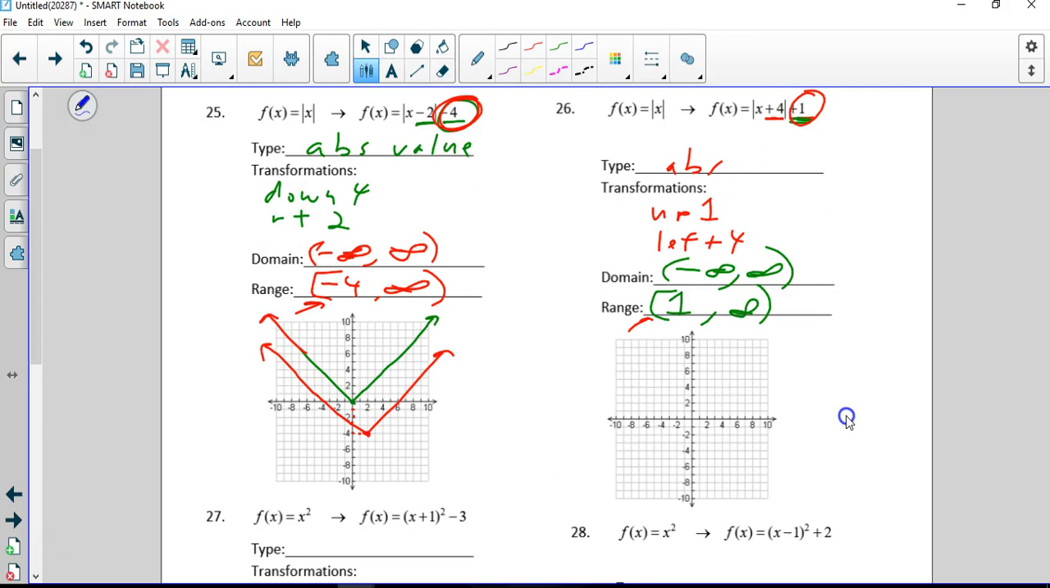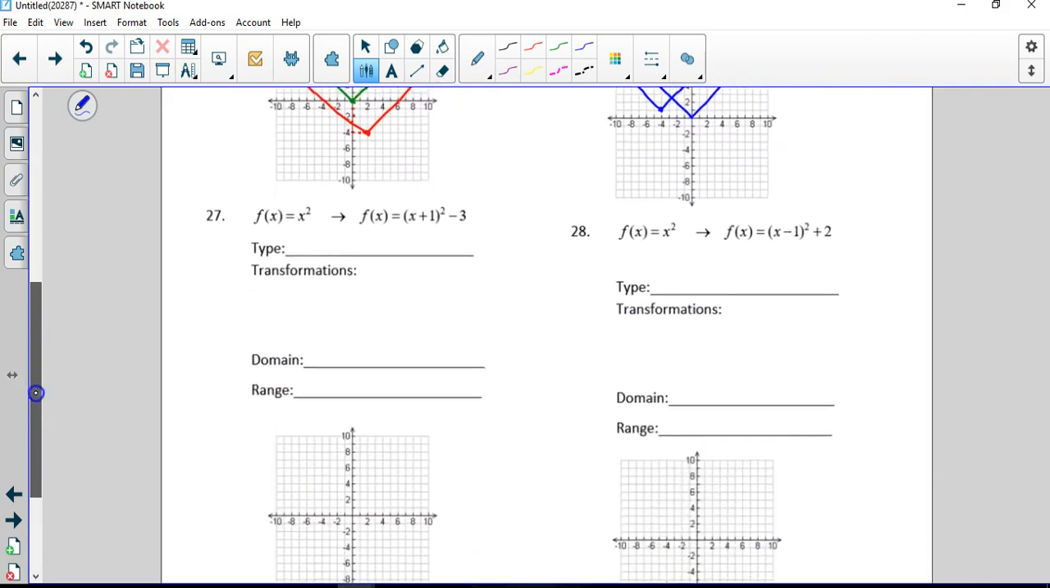So back to this one, my parent function starts off right here, goes up perfectly through there, and then I'm going to move up 1 and left 4. So starting here, we're going to move up 1, 1, 2, 3, 4, and there's my new vertex. And I can get points off the graph or just go diagonally through each corner and climb on up like so. There's my parent and my transformation.